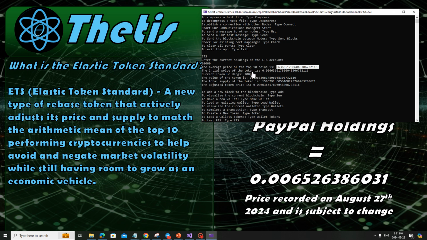The initial price of each token is this 2066, which is about 2/3 of a cent per token. And that's with this much here, 10,000 inside of the current holdings account. So we run that through.